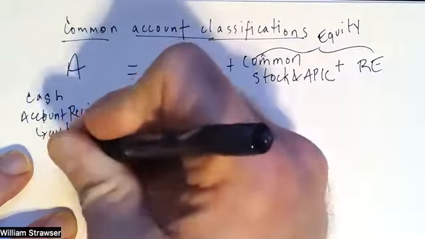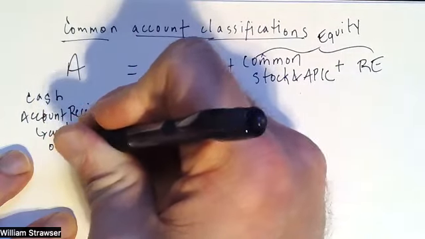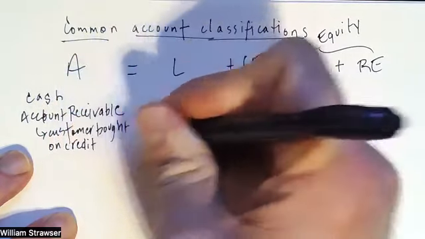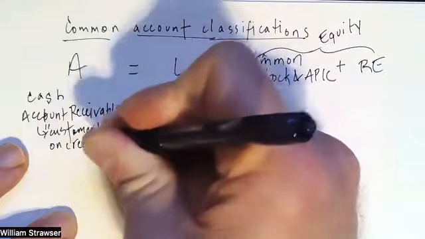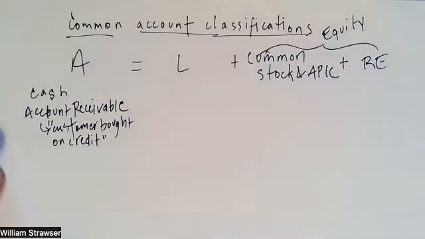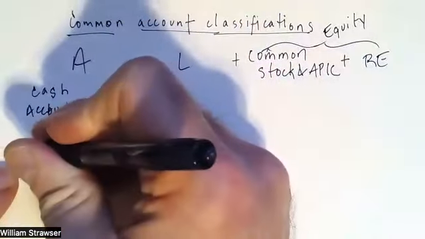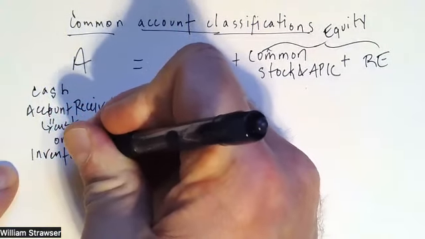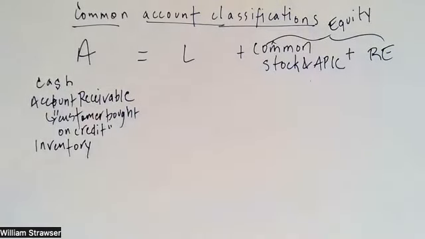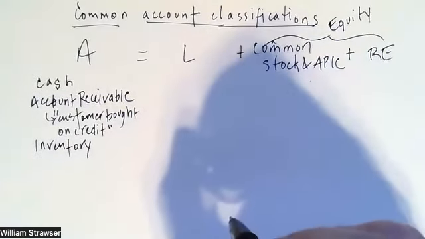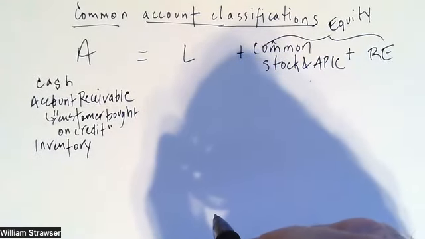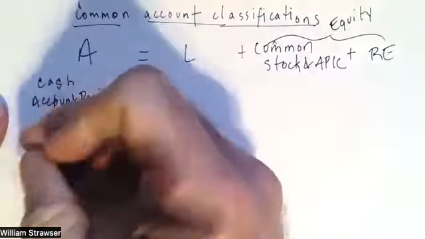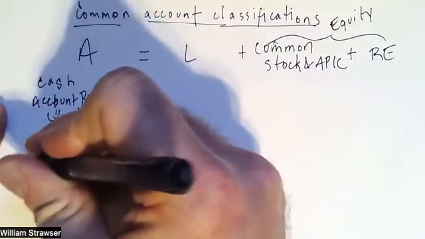Or purchased on credit. A company also has inventory. These are the goods that it intends on selling to its customers. I'm just working my way down, thinking of some of the most common. Many times we'll have prepaid assets.